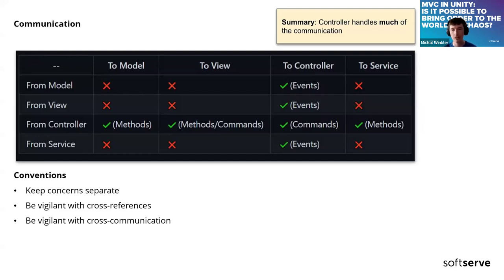Take a look at this communication table. There's a lot of information there, but the main takeaway is that the controller sends and receives most of the communication. We want the model to be pretty dumb, knowing only data about data stuff. We want the view itself to be pretty dumb, handling only UI and input stuff. The fact that they don't openly communicate directly with each other is a plus. And for most communications, we see that the service behaves like the model. It too is meant to be dumb and handle just its own data.